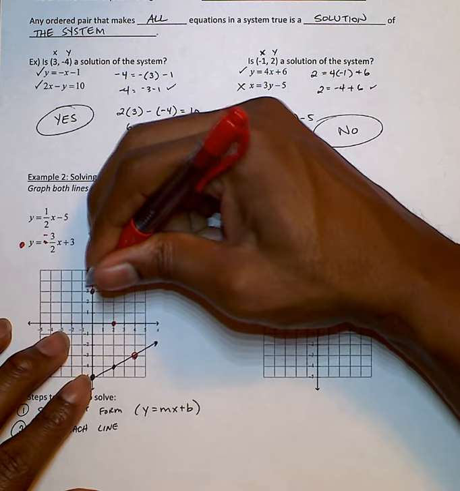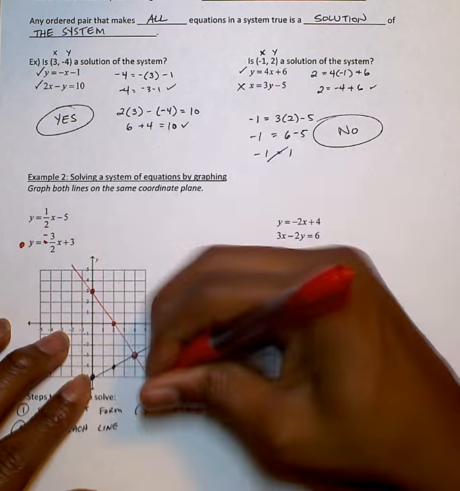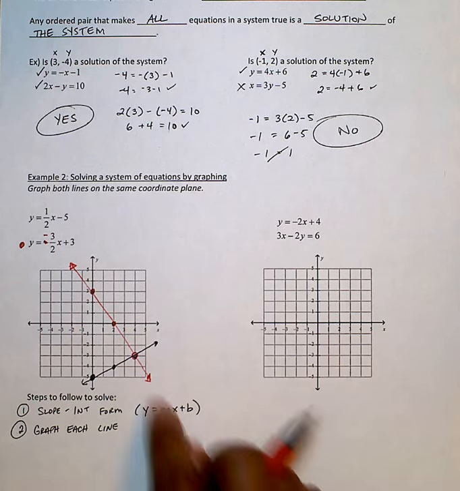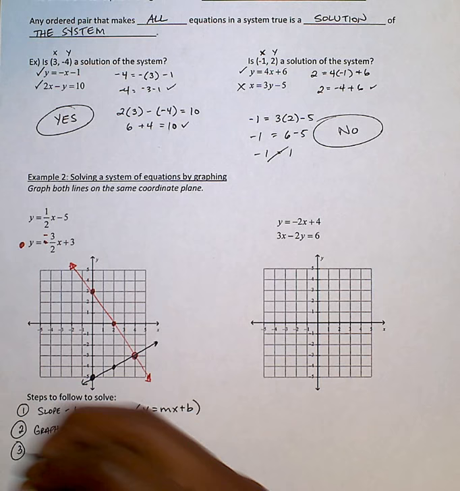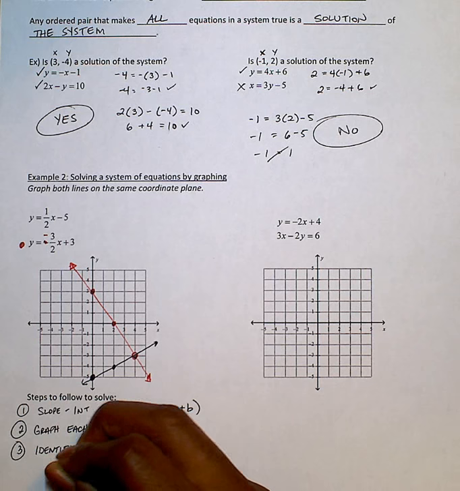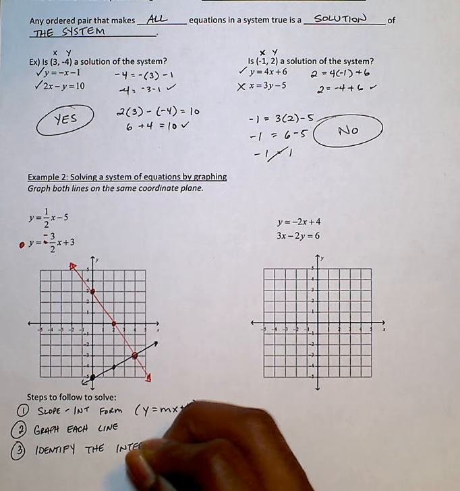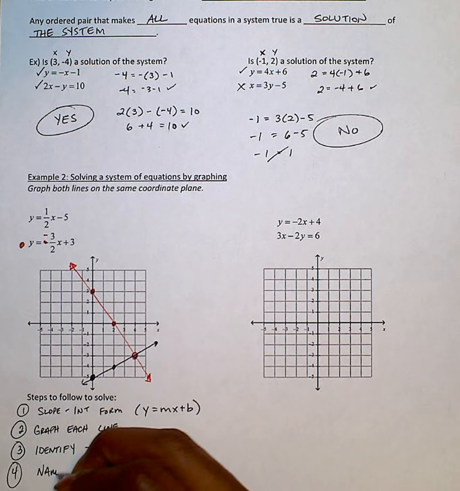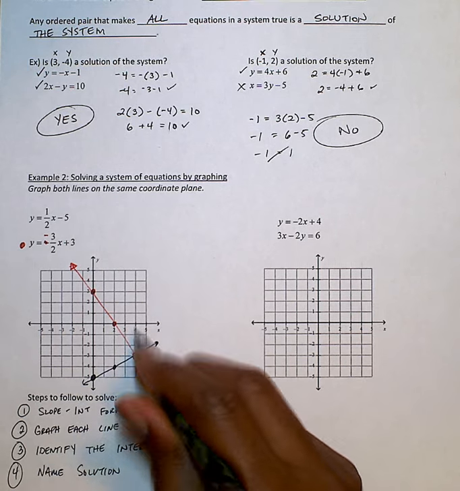Okay, and this one intersects at a pretty nice spot where they both run into it. Pretty easy to see. And so, this point, I guess now we're talking about what our third step is: identify the intersection, and then name the solution. In this case, our intersection is here at 4, negative 3.